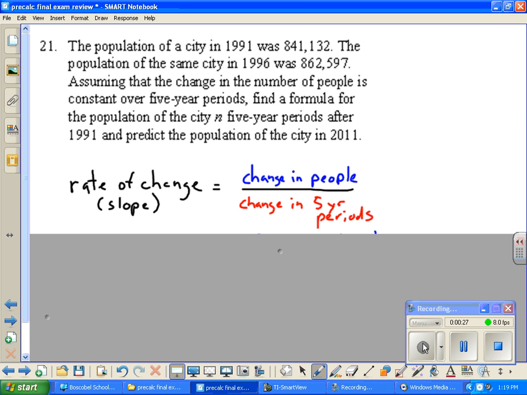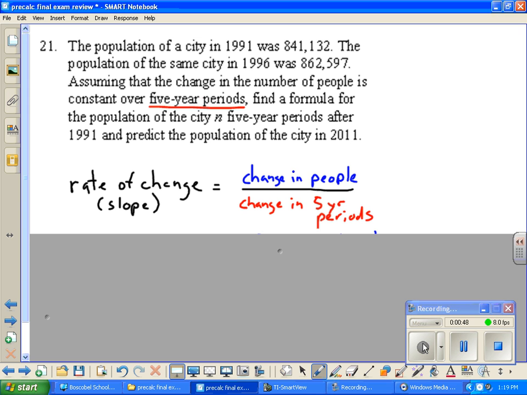And our rate of change for this particular problem is going to be the change in the number of people divided by the change in 5-year periods. And again, this is something that you need to understand. It's changing over 5-year periods. And I would be willing to bet if you tried this problem and made a mistake, you probably found the change from year to year. So just be aware of that.